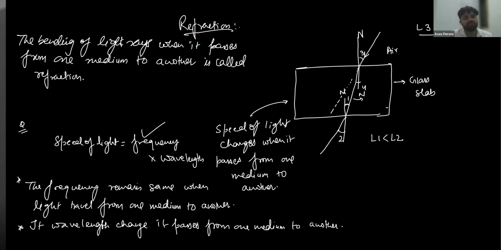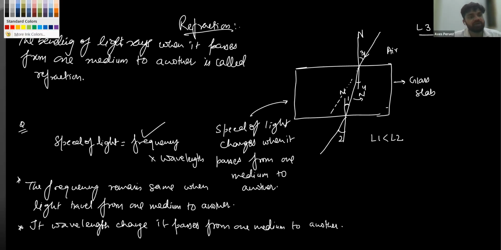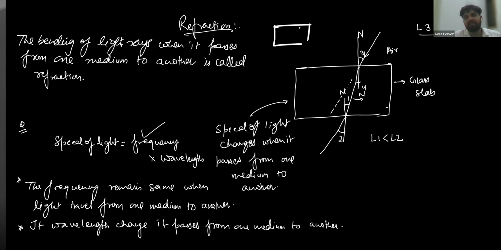Refraction, what is refraction? Refraction means that when light passes from one medium to another medium, it bends, and this bending phenomenon of light is known as refraction. You understood? When the light passes from one medium to another, the light gets bent in that medium. Bending of light when it passes from one medium to another medium is called refraction.